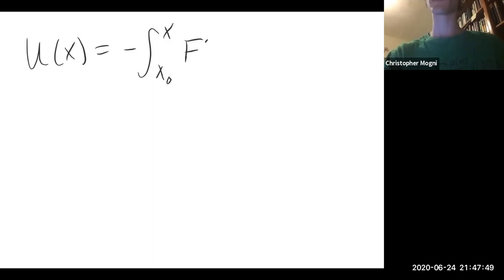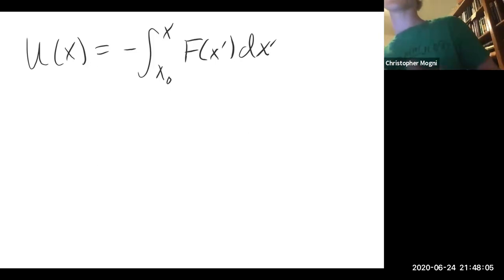So how do we actually write this? U of x is equal to minus the integral from some x naught to x of F of x prime dx prime. It's important that you use the dummy integration variable because the expression just wouldn't make sense if you said instead U of x is equal to negative integral from x naught to x of F of x dx, because x is showing up both in the bounds of integration and also in the variable that you're integrating over. That's a nonsensical expression.